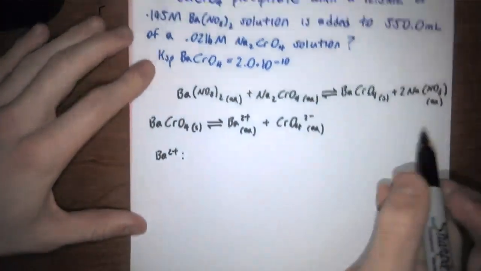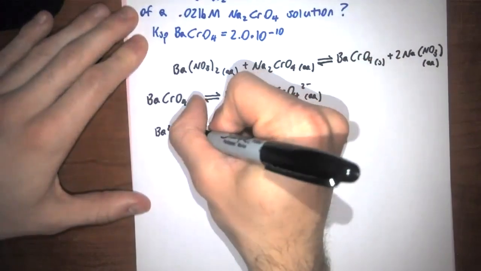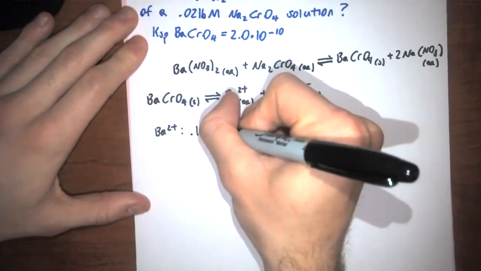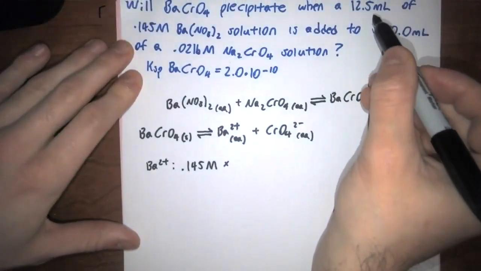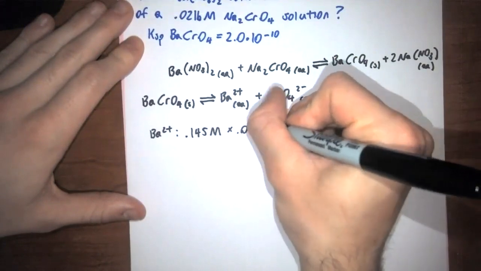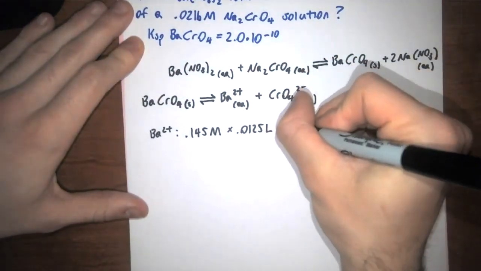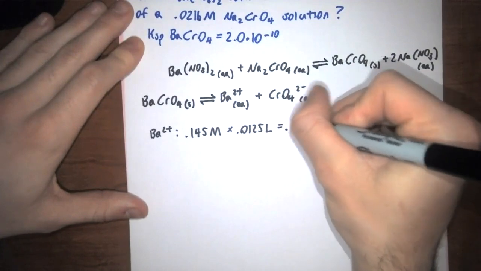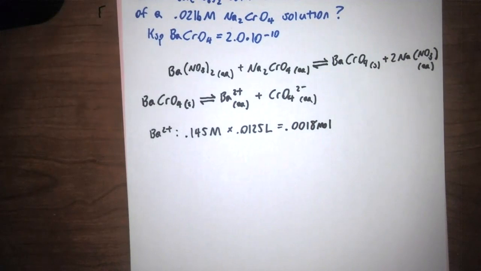So we know it's 0.145 molar, right? It's given to us in the problem. 0.145 molar times, well, 12.5 milliliters. I'm going to convert that to liters right away. 0.0125 liters is equal to 0.0018 moles. So I know I have 0.0018 moles of barium 2+.